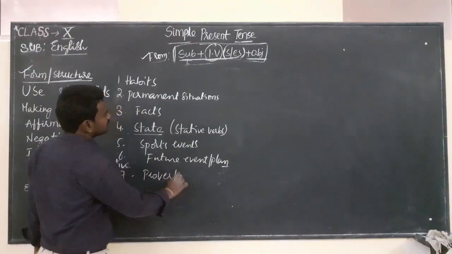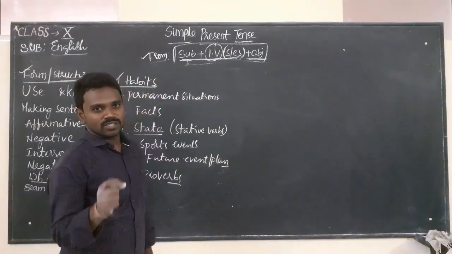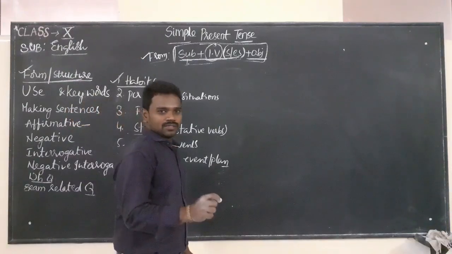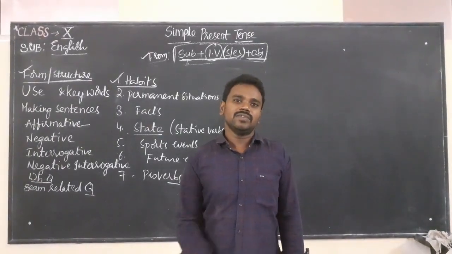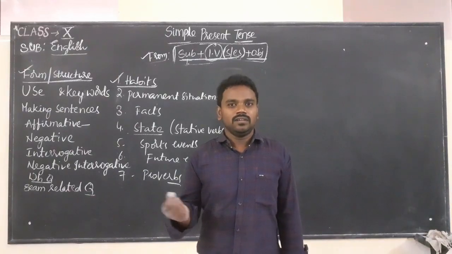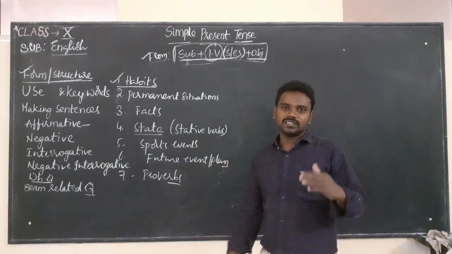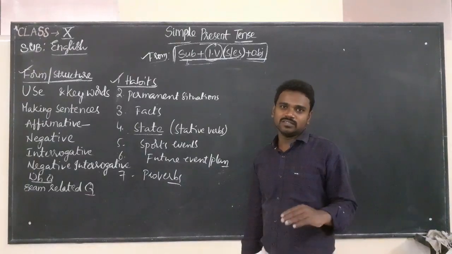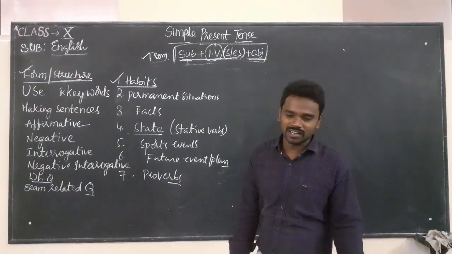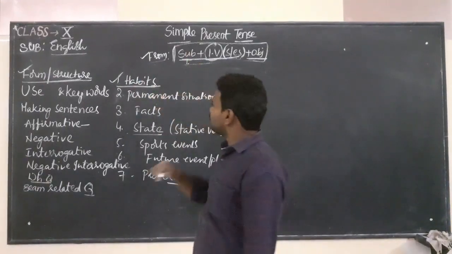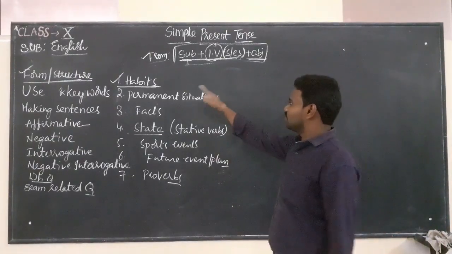Proverbs. Right. First let us see habit. Simple present tense is used to denote habitual actions. For example, we usually wake up at 6 o'clock and we go to bed at 10 or 10:30 every day. From morning to evening, whatever activities you do are sometimes called habits, routines, or regular activities. That's what habitual means. It is used to denote habitual actions.